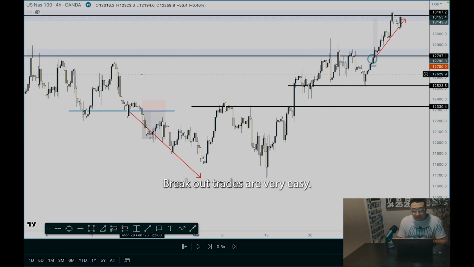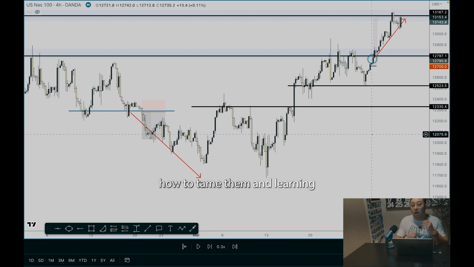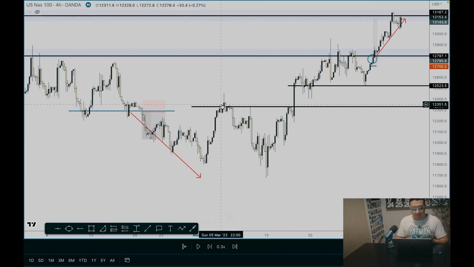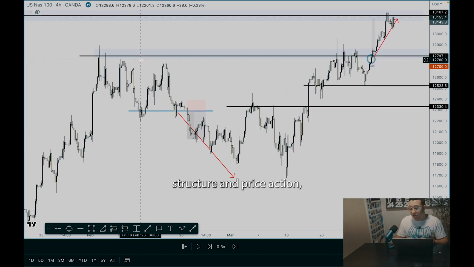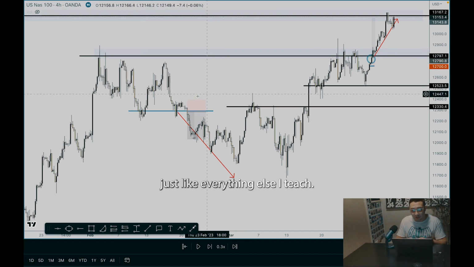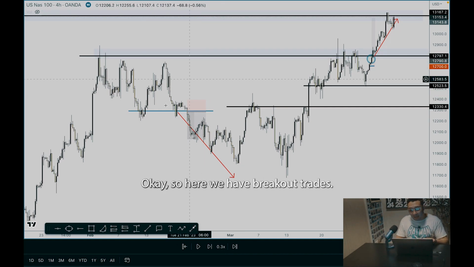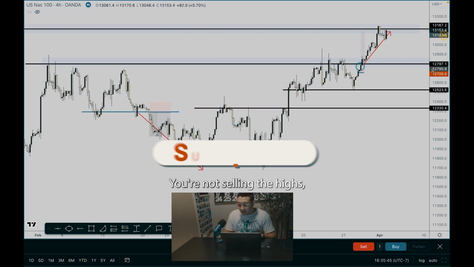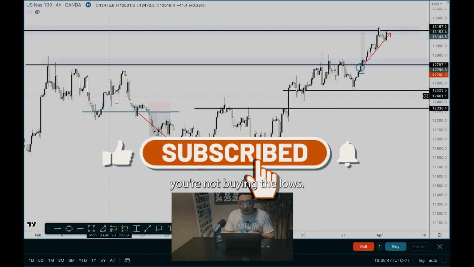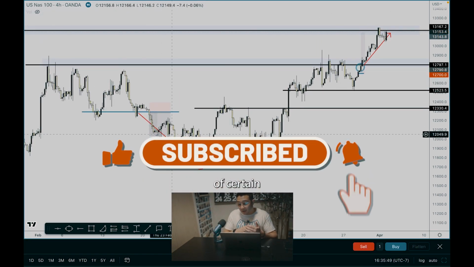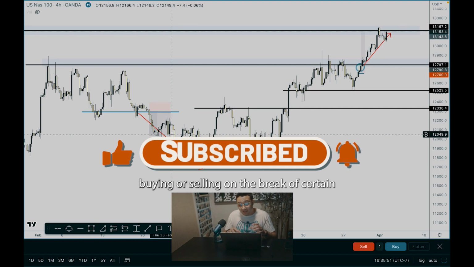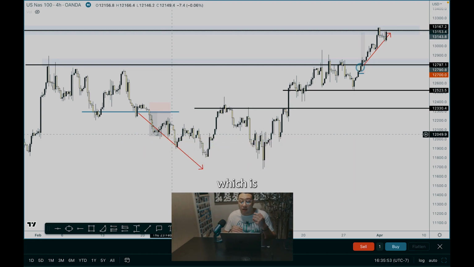Breakout trades are very easy. It's just learning how to time them and learning what the price action, the market behavior, needs to do for these types of setups to play out. They're based off structure and price action just like everything else I teach. So here we have it, breakout trades. You're not selling the highs, you're not buying the lows. You're buying or selling on the break of certain technical areas, which is typically structure, or a break of resistance, or break of supply or demand.